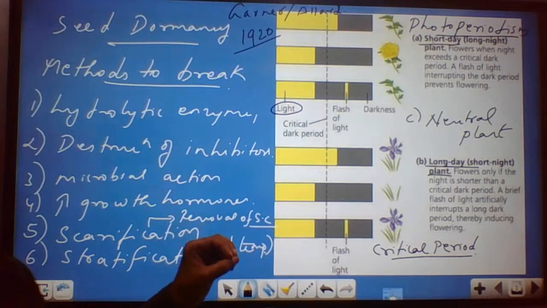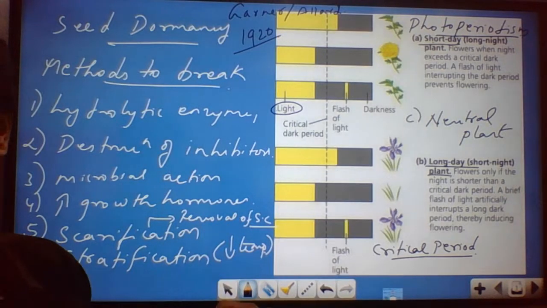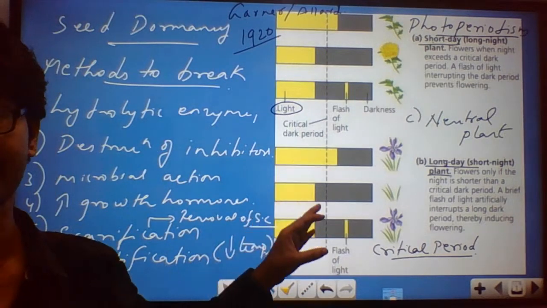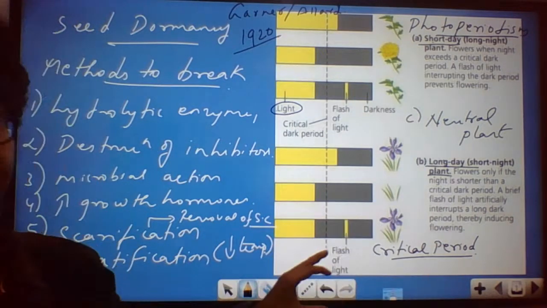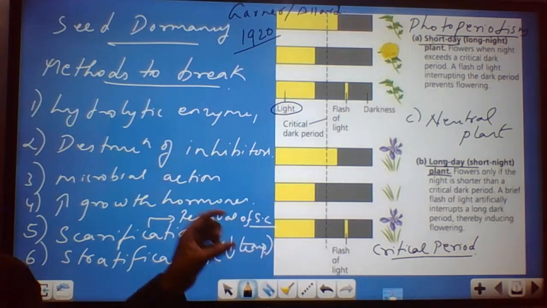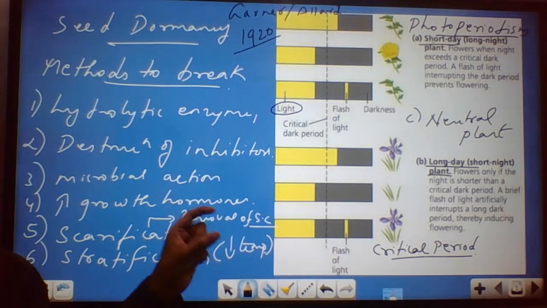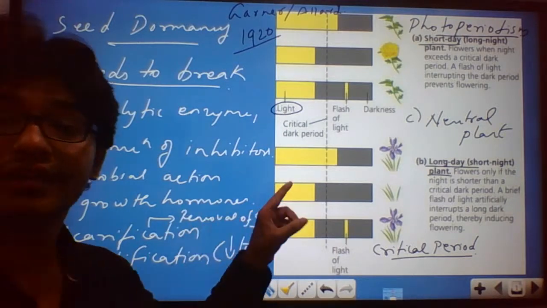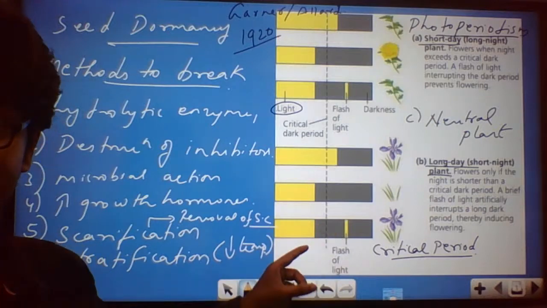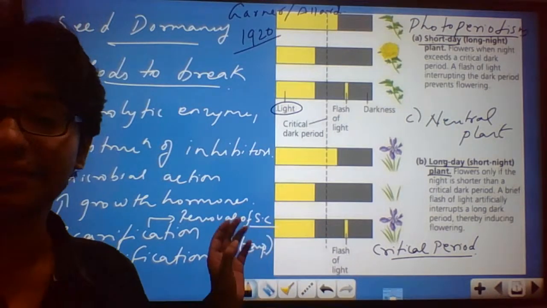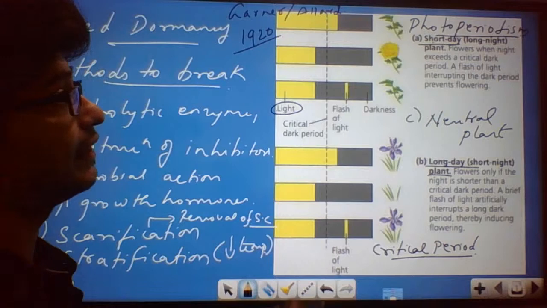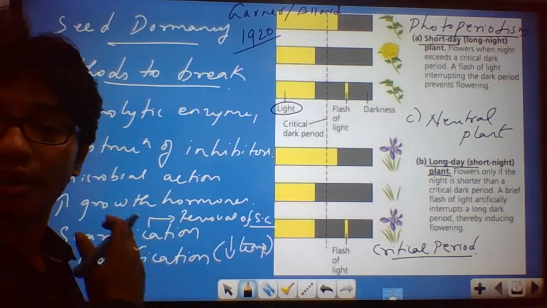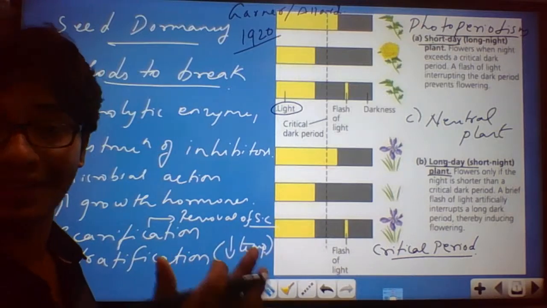The plant requires a period of light or darkness to induce flowering. Whether short day plants or long day plants, in both types of plants the critical point will be there, right? This is the point where the plant requires a period of light or darkness, and it has to be continuously provided. For example, in long day plants, more light has to be provided. If it is short day plants, more darkness has to be provided without any interruption.